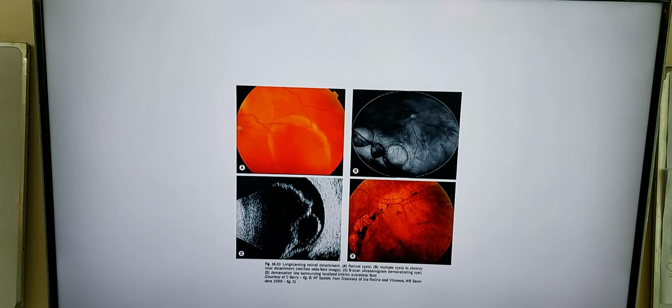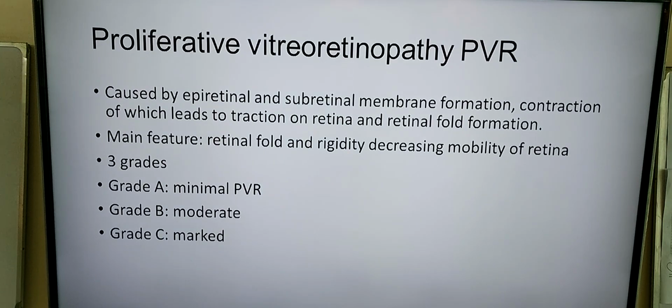This picture shows a retinal cyst, and here this picture shows a B-scan ultrasonogram demonstrating the cyst, and this shows pigmentation, a demarcating line surrounded by inferior subretinal fluid. Proliferative vitreoretinopathy. Proliferative vitreoretinopathy is caused by epiretinal and subretinal membrane formation, contraction of which leads to traction on the retina and retinal fold formation.